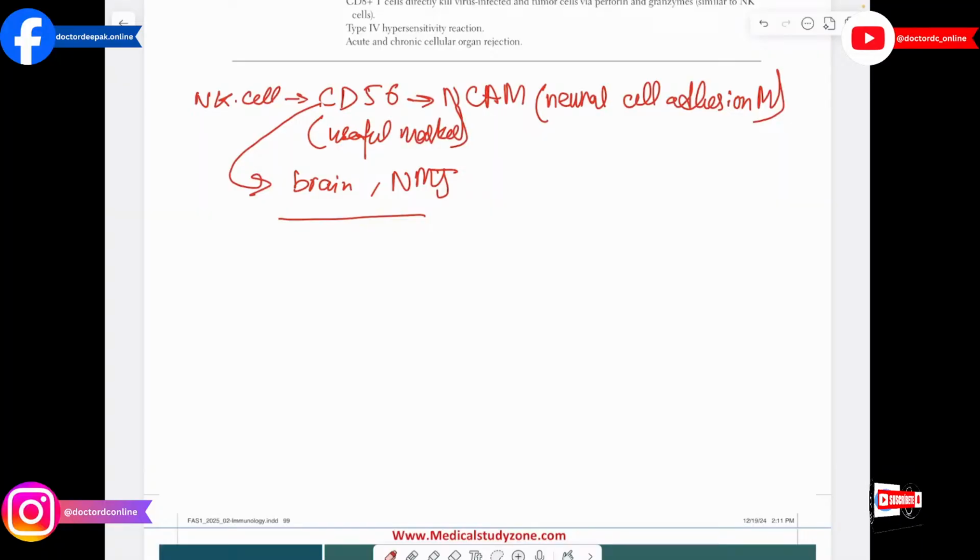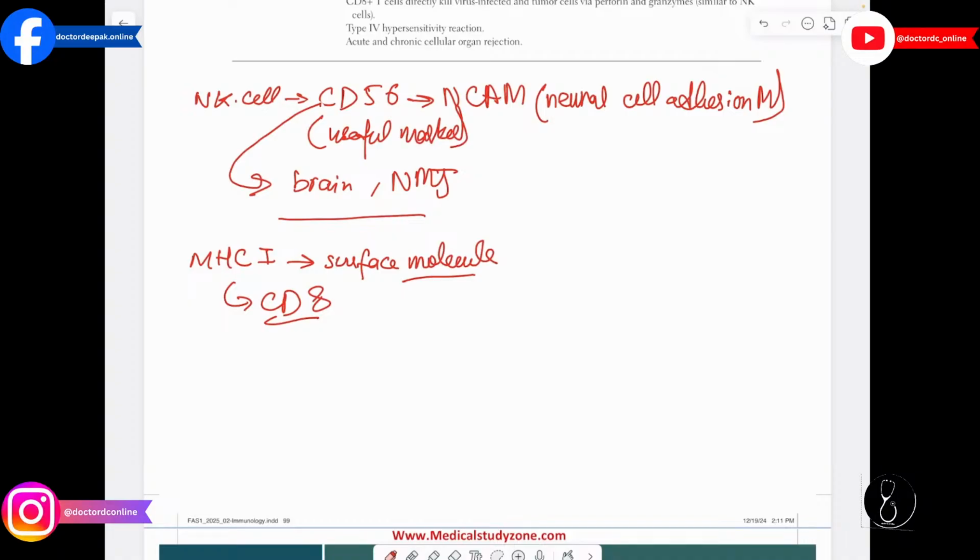Secondly, MHC class 1 is the surface molecule of most human cells, and it presents antigens to CD8. You guys know CD8 T cells activate the adaptive immunity against intracellular pathogens. CD8 and MHC attack against viruses, and some viruses are going to block MHC class 1.